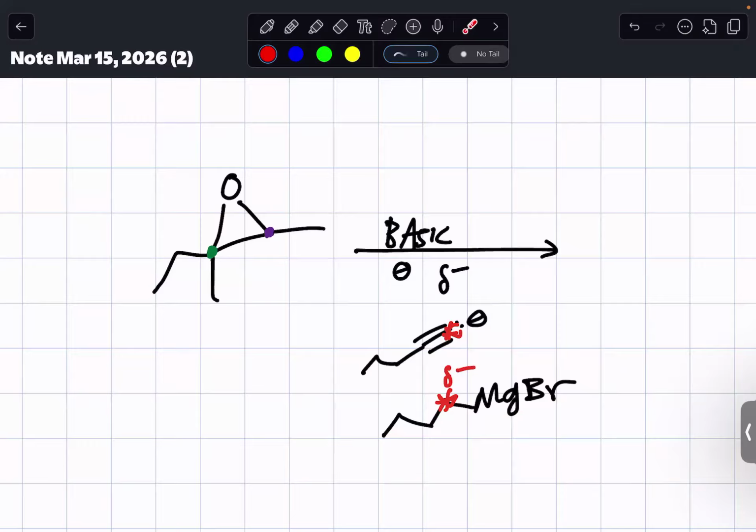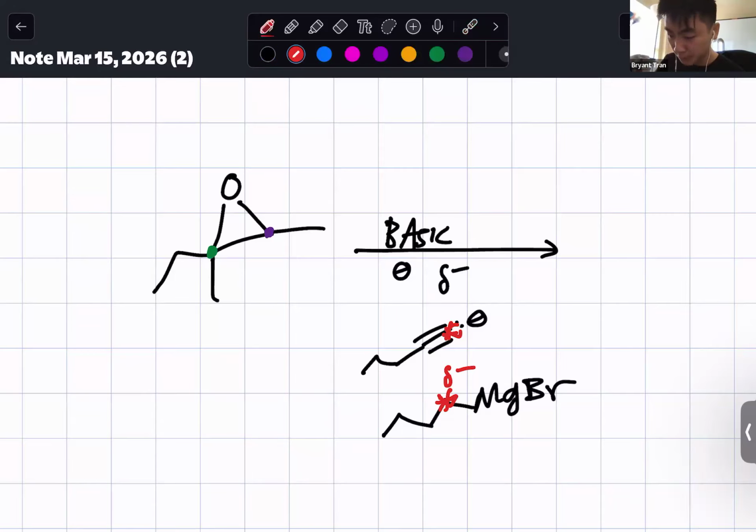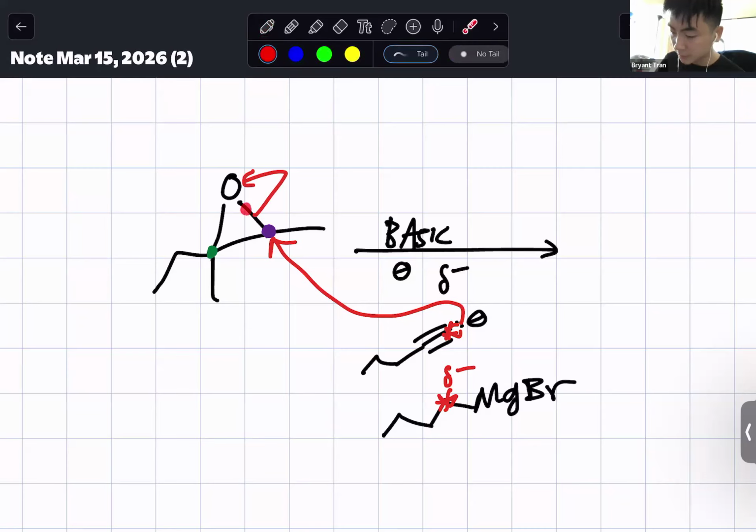Now, in bases, we would attack the carbon that has less steric hindrance, the carbon that has more space, right? So that's going to be the purple carbon here, right? So for alkyne anion, we're going to attack this purple carbon, making a new bond between the red star and purple dot. And we have to break that epoxide open, giving the two electrons on this bond onto that oxygen right there, giving that oxygen a new pair of electrons.